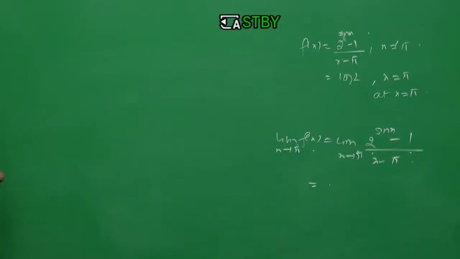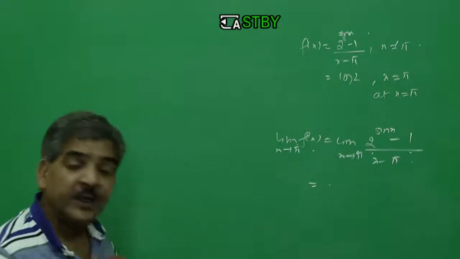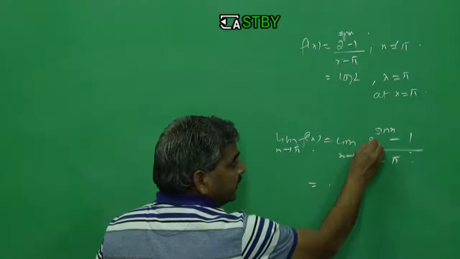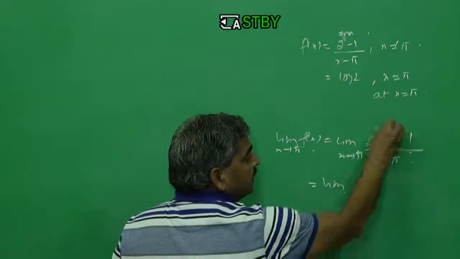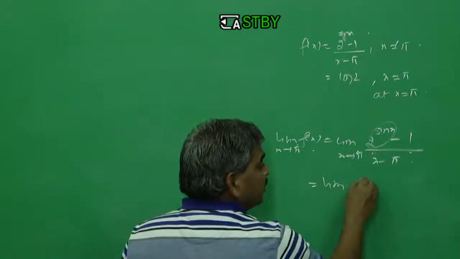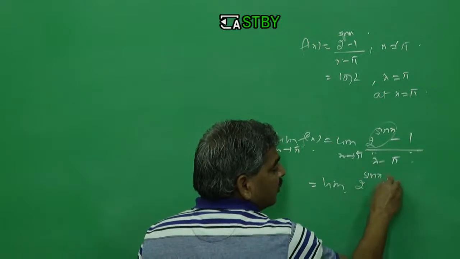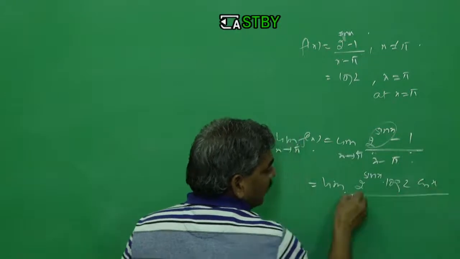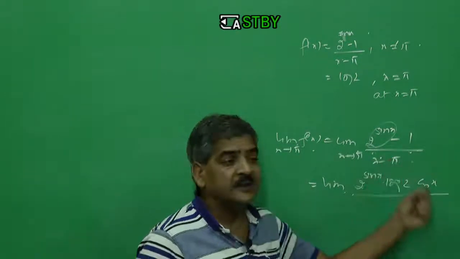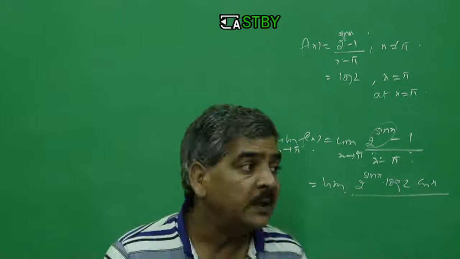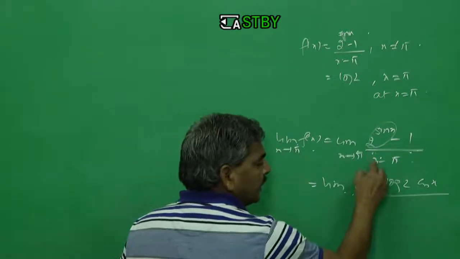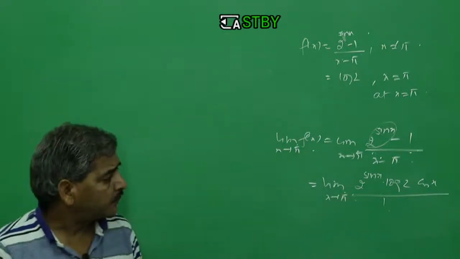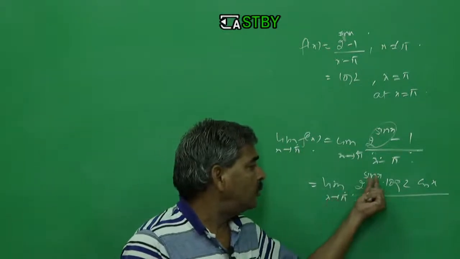Turn to solution. So differentiate numerator separately, denominator separately. Derivative of numerator is how much? Limit of derivative of 2 raised to sine of x, that is what? 2 raised to sine of x into log of 2 into derivative of sine of x, that is cos of x, whole upon derivative of x minus pi, that is 1, x tends to pi. It is correct. Now let us put x is equal to pi here.